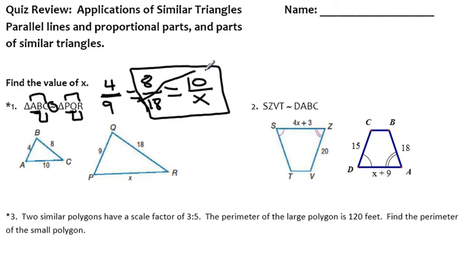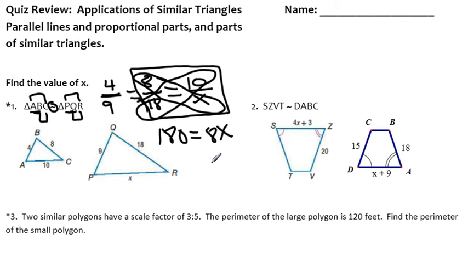So cross multiplying, I have 18 times 10, which is 180, and that'll equal 8 times x, which is 8x. Dividing both sides by 8, I get 22.5 for x.